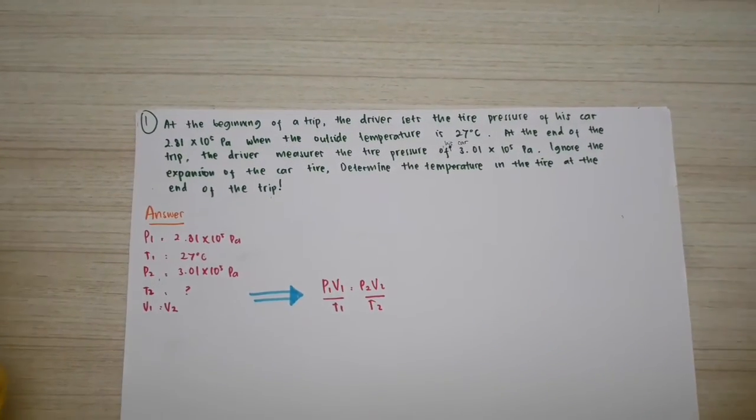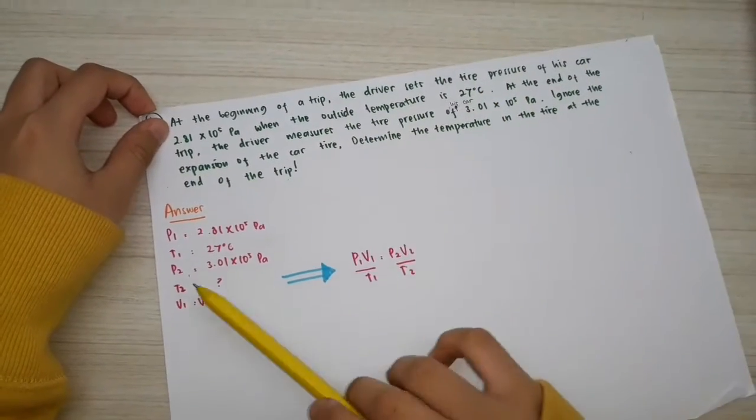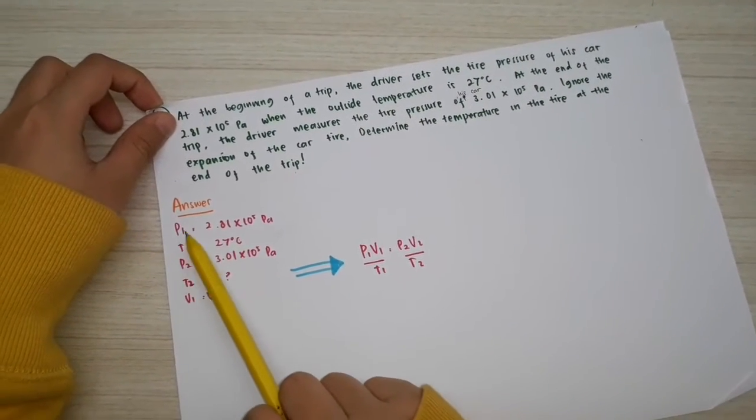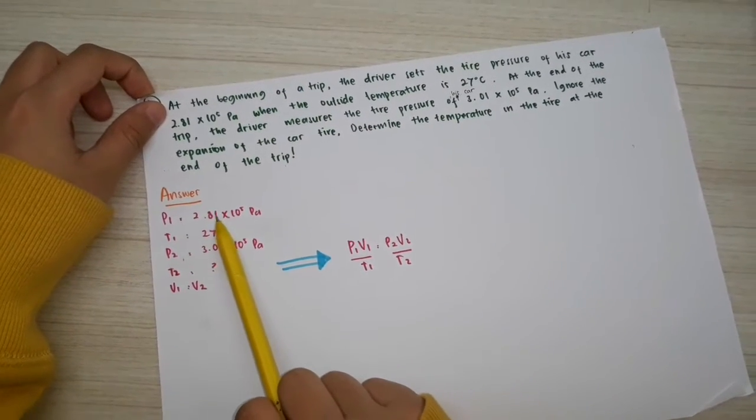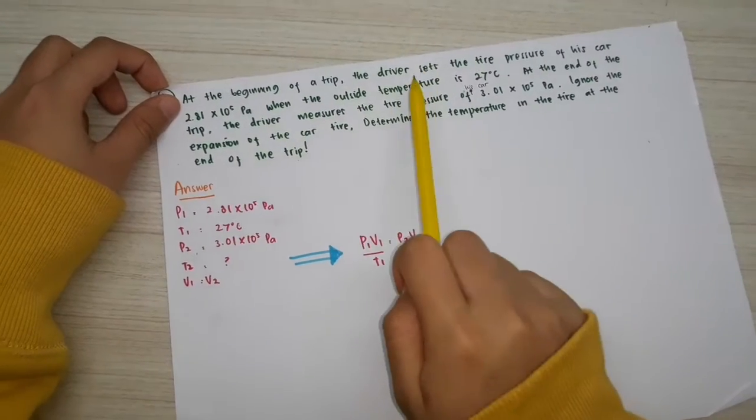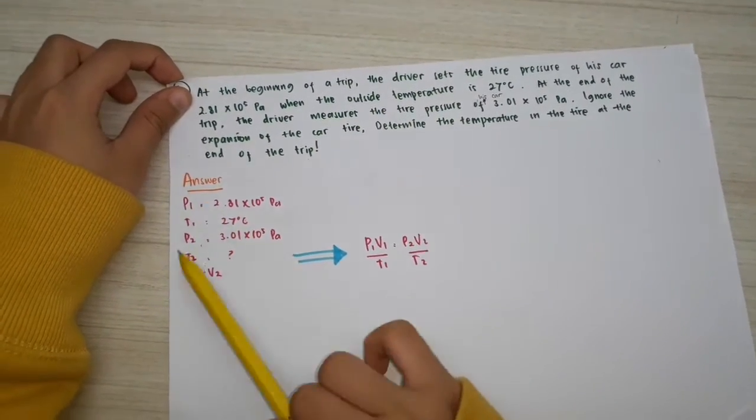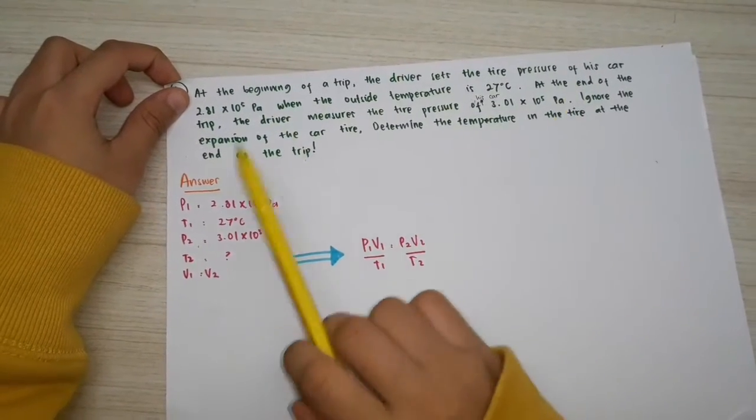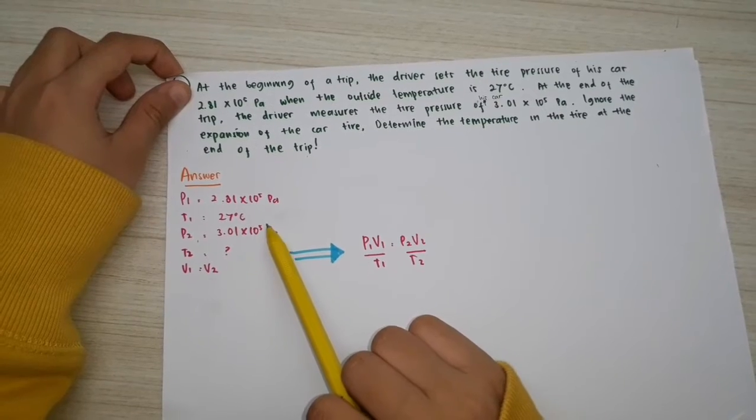To make it easy, first we have to write the knowns of this question, and I already wrote them here. P1, the pressure at the beginning of the trip, is 2.81 times 10 to the power of 5 Pascal. T1, the temperature at the beginning of the trip, is 27 degrees Celsius. P2, the pressure at the end of the trip, is 3.01 times 10 to the power of 5 Pascal.